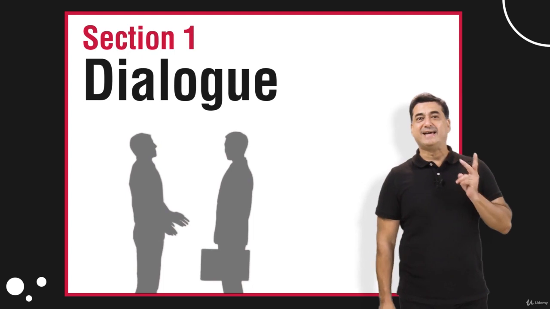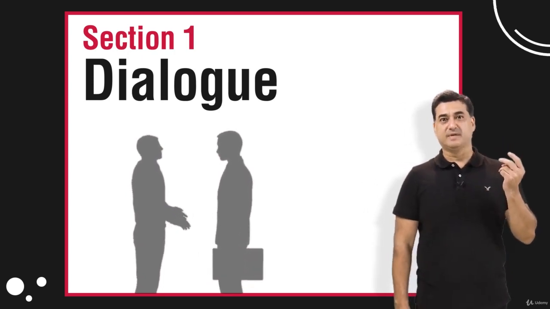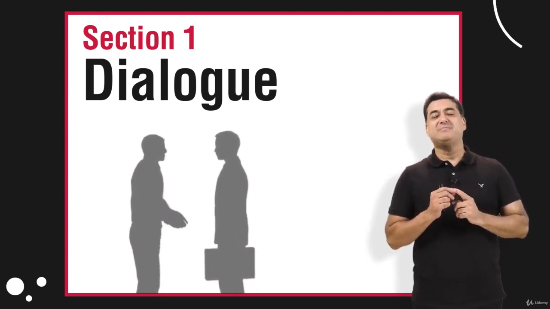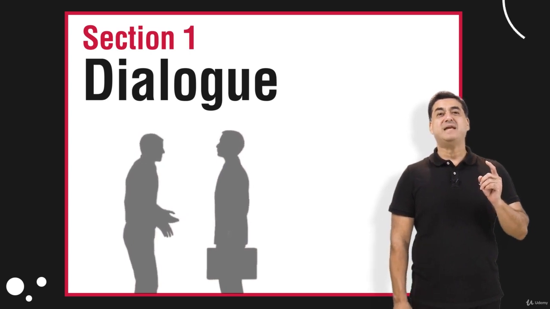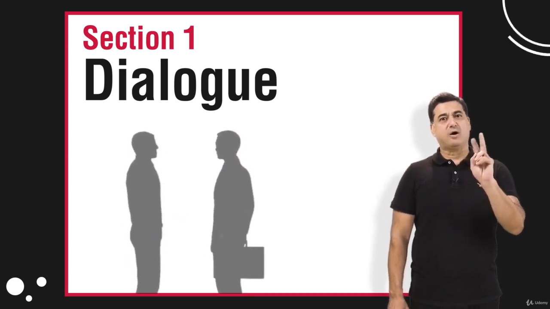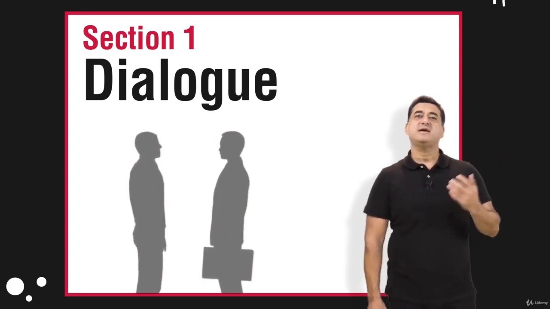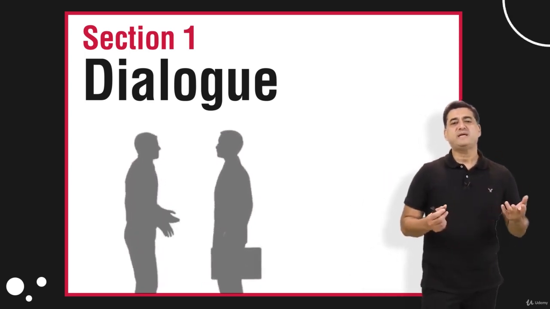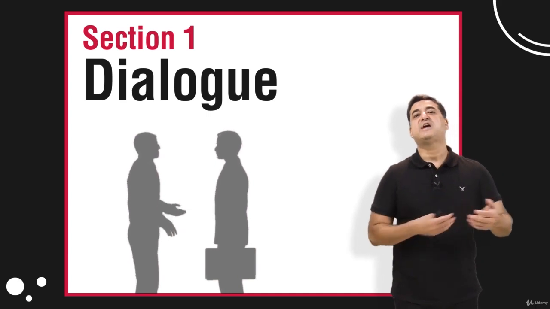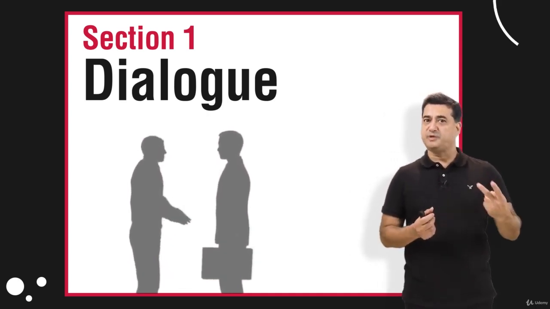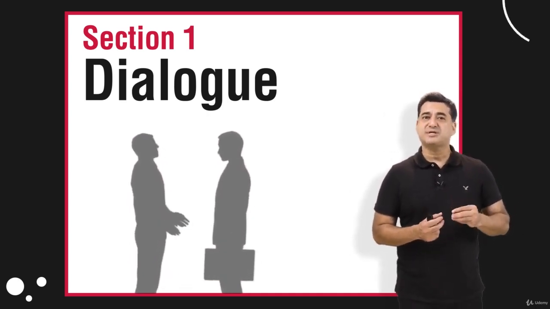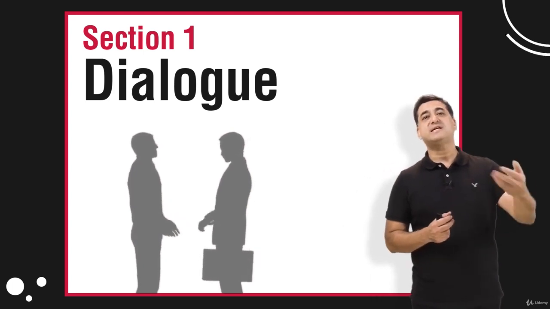Now let's see. Dialogue means two people. Dialogue cannot be between many people. Normally dialogue is between two people. One person asking questions, the other person giving answers. This could be a conversation with a travel agent. So dialogue, two people, and one person asking, the other person giving information.